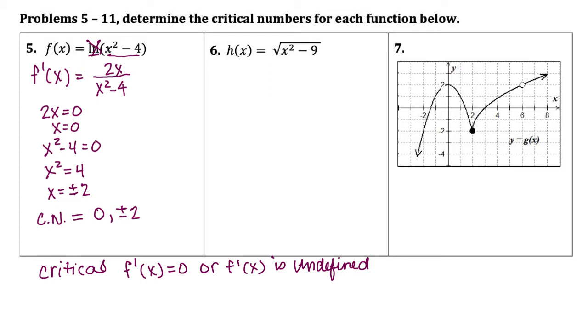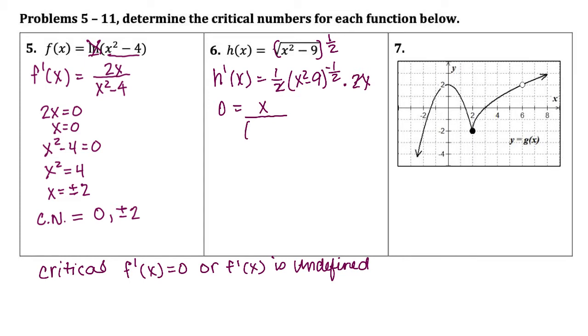We need our f prime. So remember, this is the same thing as all raised to the 1/2 power. So the derivative is going to be 1/2 times x squared minus 9 to the negative 1/2 times the derivative of the inside. So fixing this and setting it equal to 0, those 2's are going to cancel, and so I'm going to have x over x squared minus 9 to the 1/2.